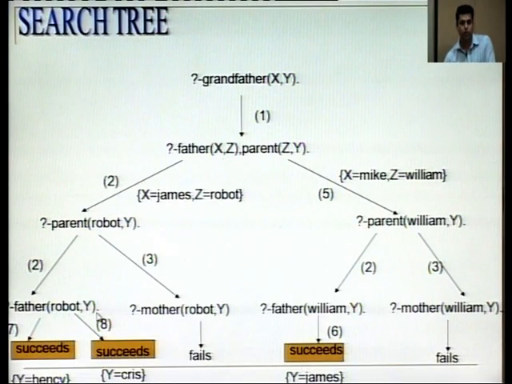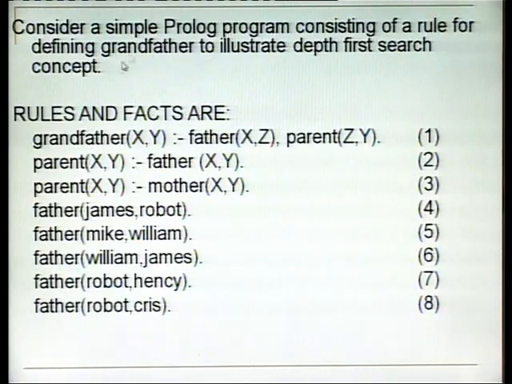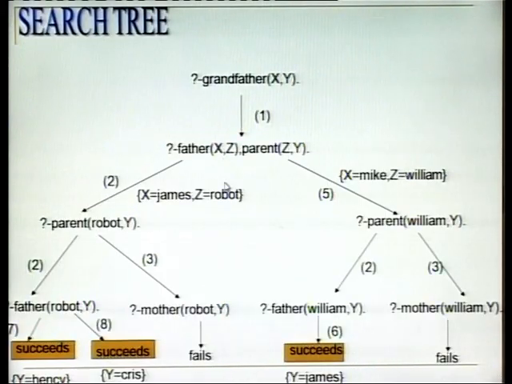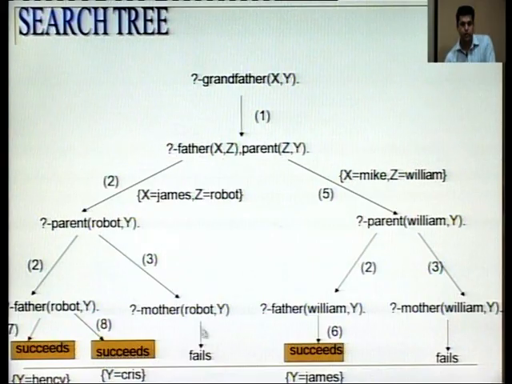See here, Robert y, parent is replaced with, see here, there are two clauses of parent, one will be replaced with father x y, another one will be replaced with mother x y. That is why there are two clauses over here, father Robert comma y and mother Robert comma y. There is no clause like this, it fails. It succeeds giving y value of y is equal to Hensey and y is equal to Chris.